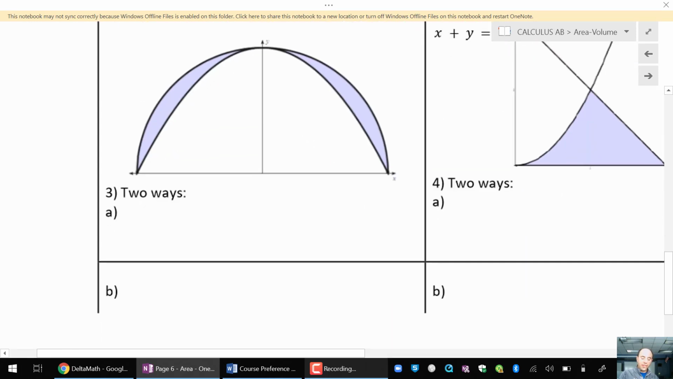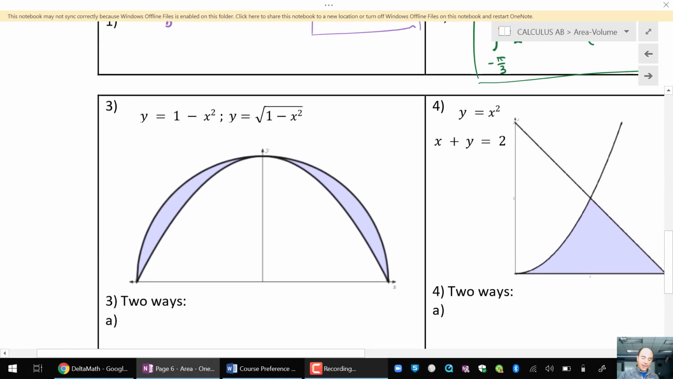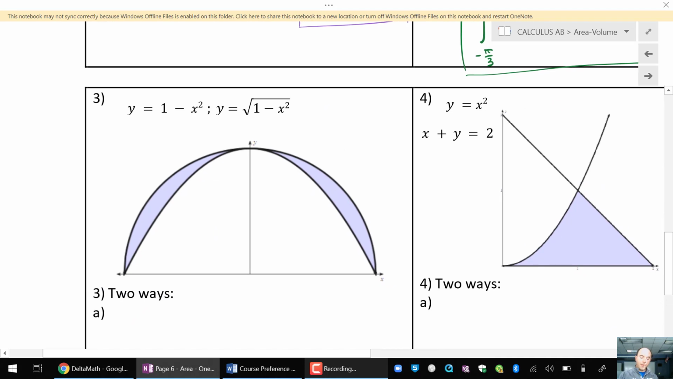Now, here it says we can do this one in 2 ways. If you look at this, I have the function 1 minus x squared and then the square root function, square root of 1 minus x squared as well. And it looks like, let's see here, the y equals 1 minus x squared is the bottom function here. You can double check that. And then the upper function is the square root of 1 minus x squared.